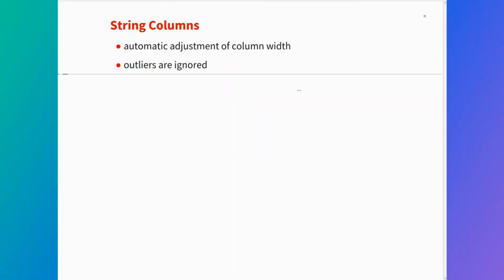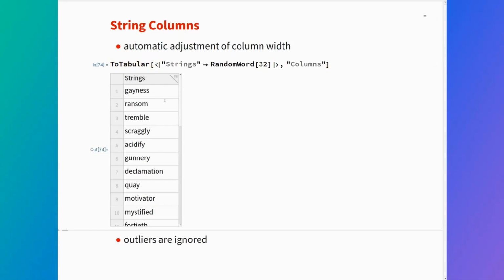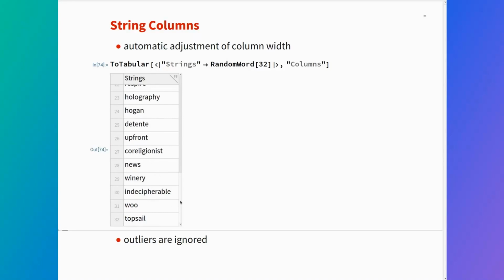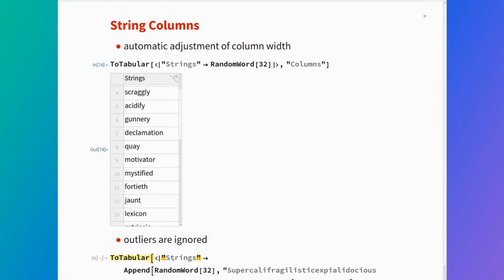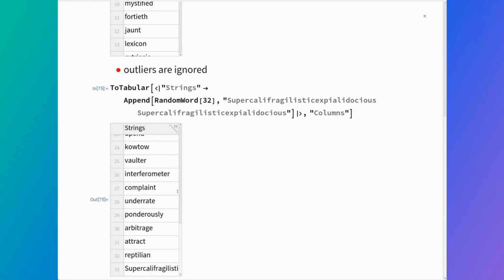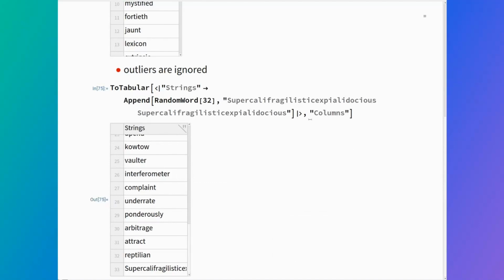For string columns, we automatically adjust the column width of the table view so it can accommodate the maximum string length, but it won't go any greater than that. We don't go too far. If there's a really, really long string, it'll be removed from the column width calculations. So we won't get a column that is crazy long and dominating the entire view. That was something neat we do for those columns.